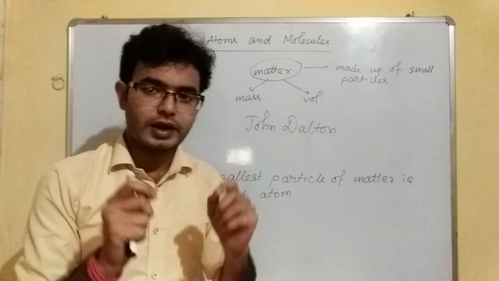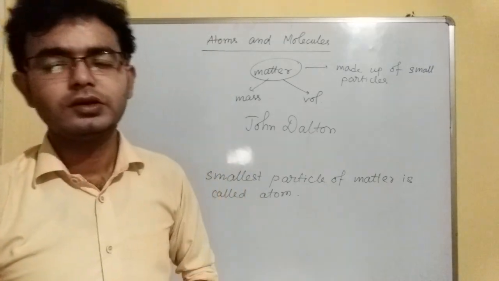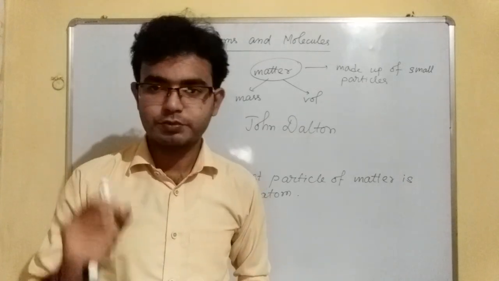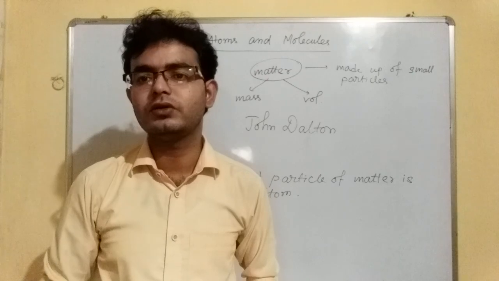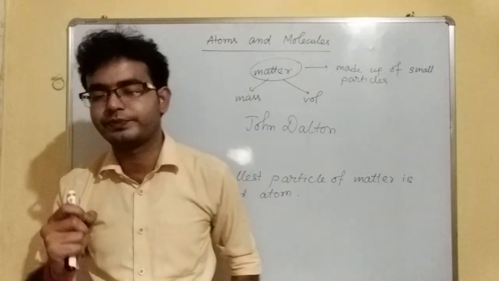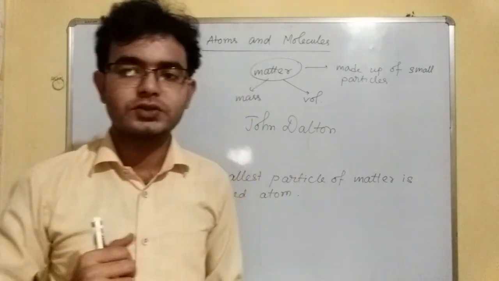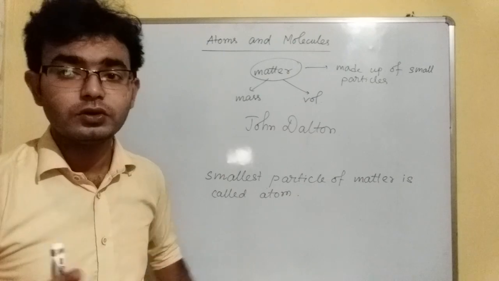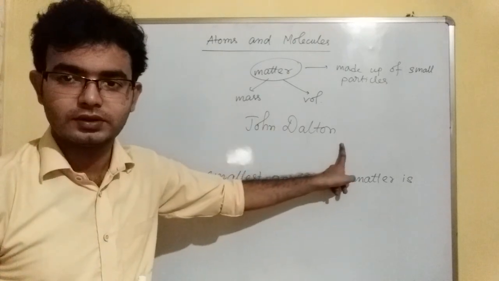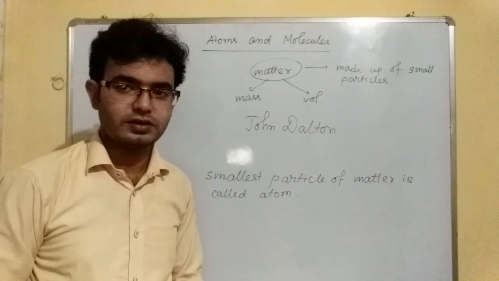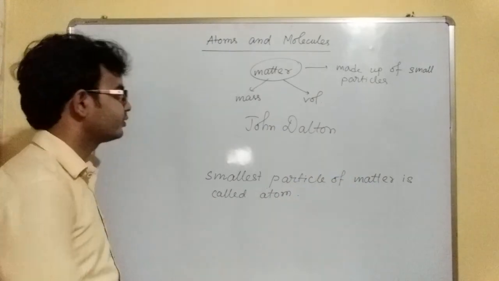Okay, if we keep breaking matter down, at last we will get the smallest particle, and that smallest particle we call an atom. I think now it is clear what an atom is. Repeat, what is atom? The smallest particle of matter is called atom, according to John Dalton. Right? John Dalton said that the smallest particle of matter is called atom. Okay, clear?